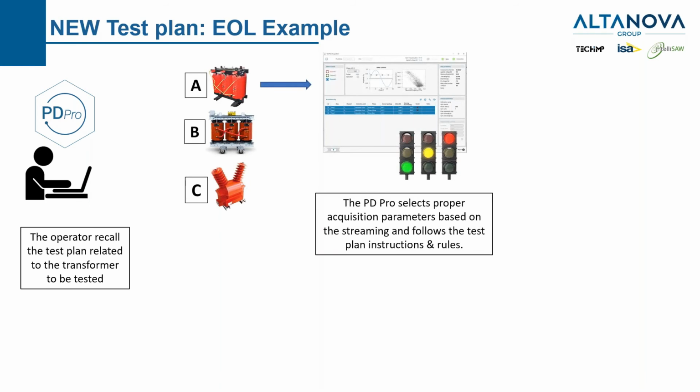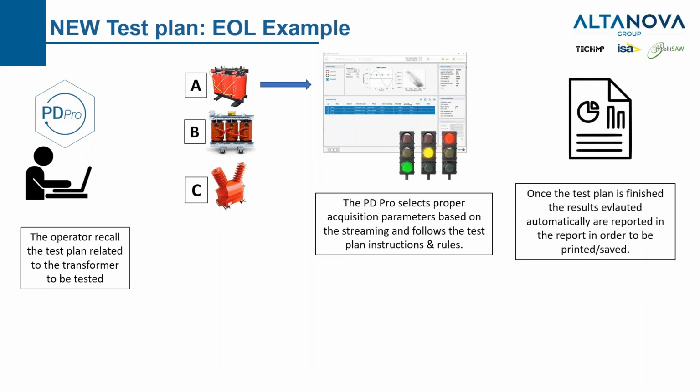I run my test. The acquisition is automatically made by the software. The software automatically compares the result with the threshold that we have to follow, and we have the acquisition, the result, and a PDPro report containing a pass, fail, and all the information about this transformer. And this transformer is registered in the DB.